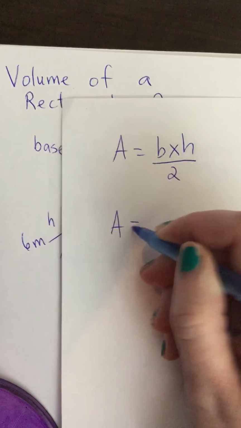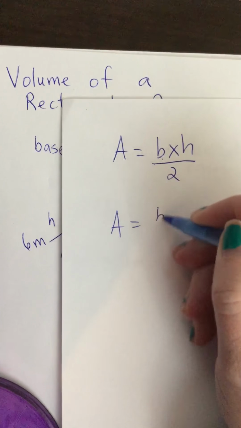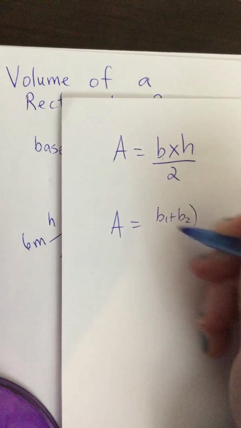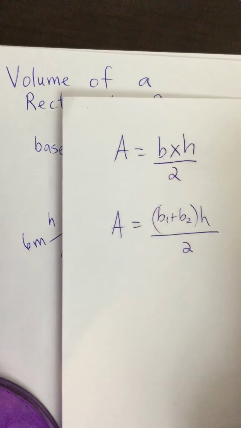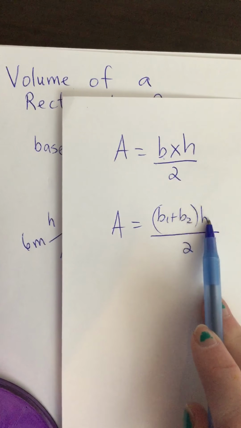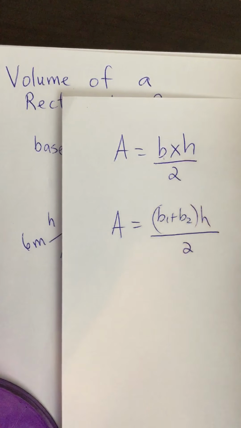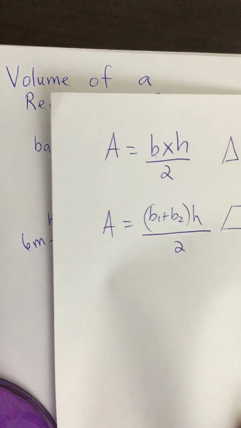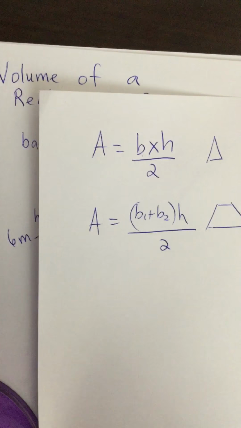And if we do this, instead of 1 base, we have 2 bases. So we add these bases together. That is for a trapezoid. So this is just 2 bases times height divided by 2. So we have the triangle, we have the trapezoid. We have a lot of different figures. Let me get that real quick.